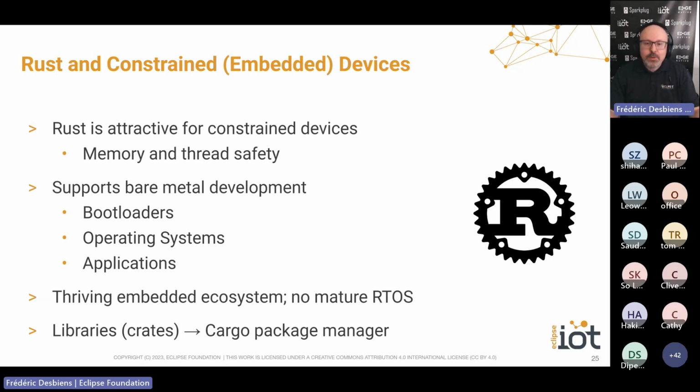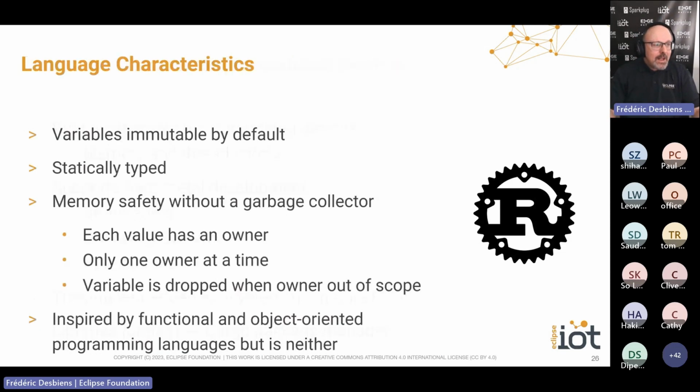However, there's no mature RTOS in it right now. Maybe this will change in the upcoming years. And really one thing that I like about Rust is the concept of crates. That's the name they give to their libraries. So there's the cargo package manager, and really it handles dependency management and things like that quite well.